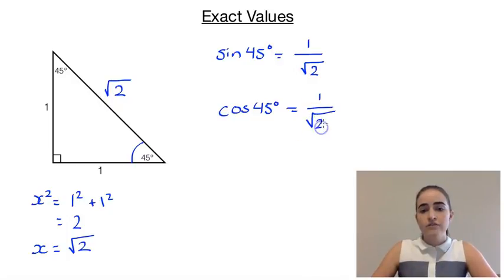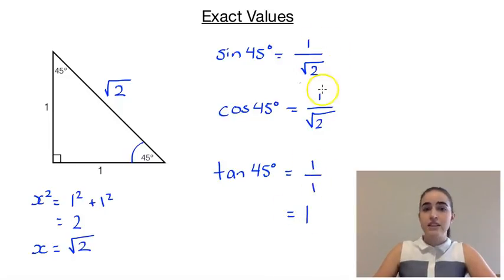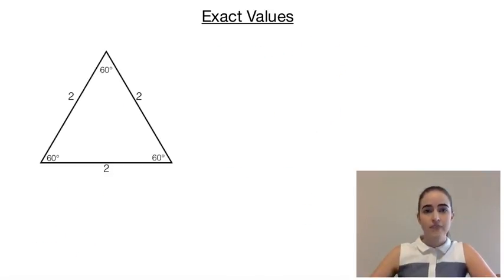So sine of 45 and cos of 45 are exactly equal. And our last one is tan of 45 degrees, which is the opposite over the adjacent, so 1 over 1, which is just 1. Okay, so there are three of our exact values. Sine 45 is 1 on root 2, cos 45 is 1 on root 2 as well, and tan 45 is 1. Next, I want to have a look at an equilateral triangle.